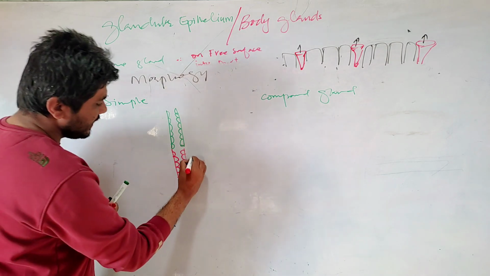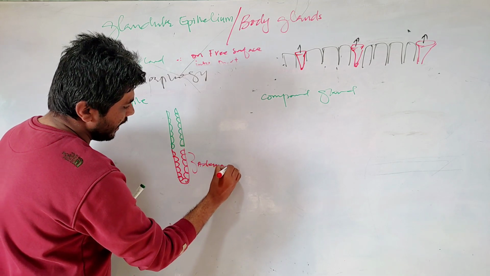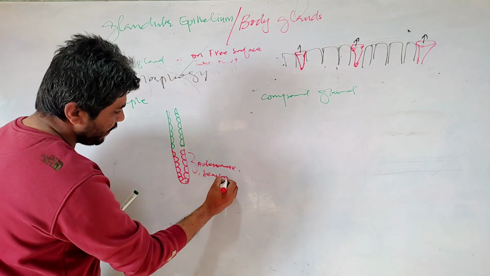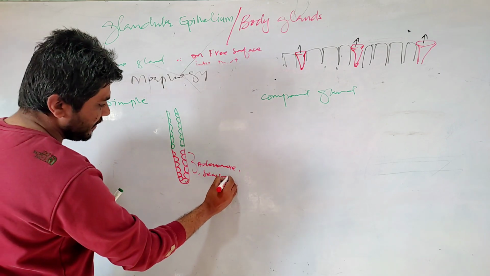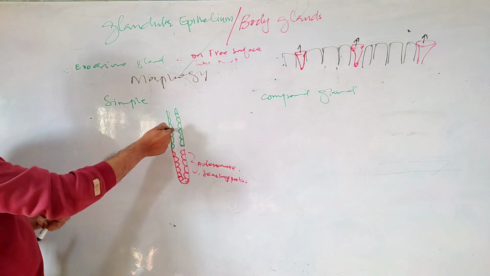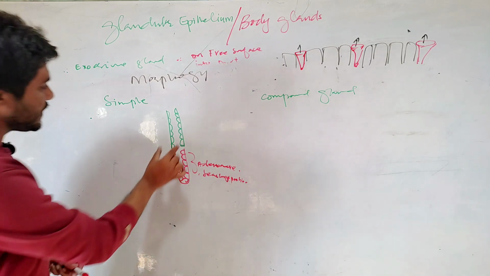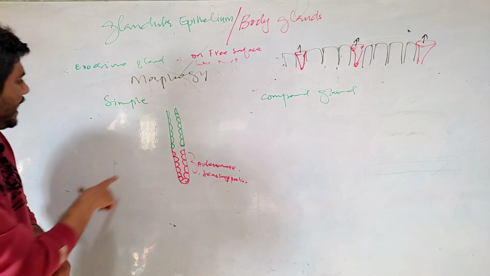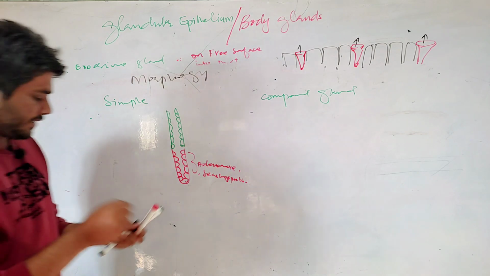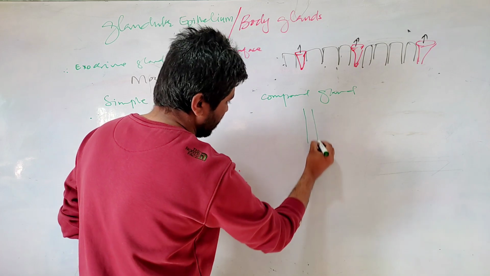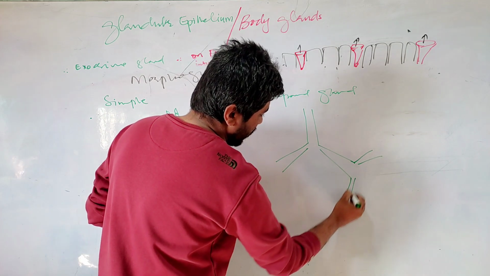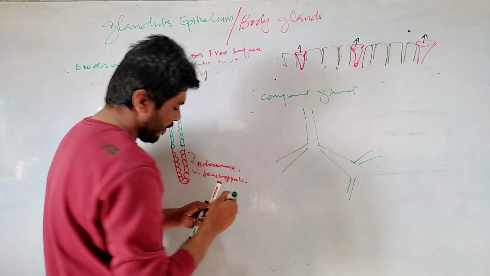This red area is the adenomere or secretory portion, the cells which are producing secretions, the main part of the parenchyma of the gland. This is a duct, and the secretion goes into it. If the duct is unbranched, a single duct, that kind of gland is known as a simple gland. But if the duct shows many branches, that kind of gland will be known as a compound gland.